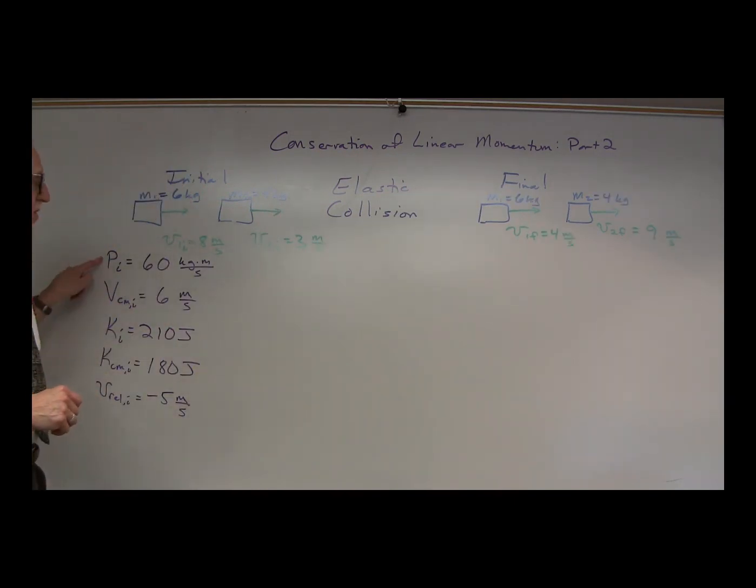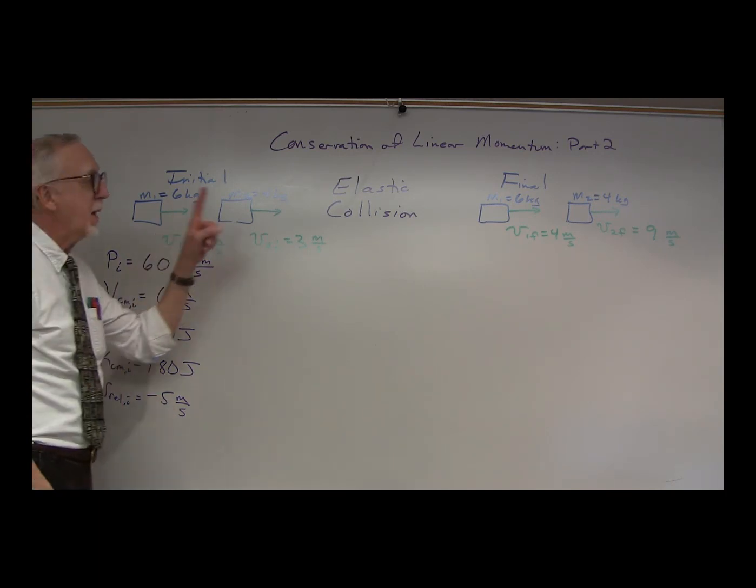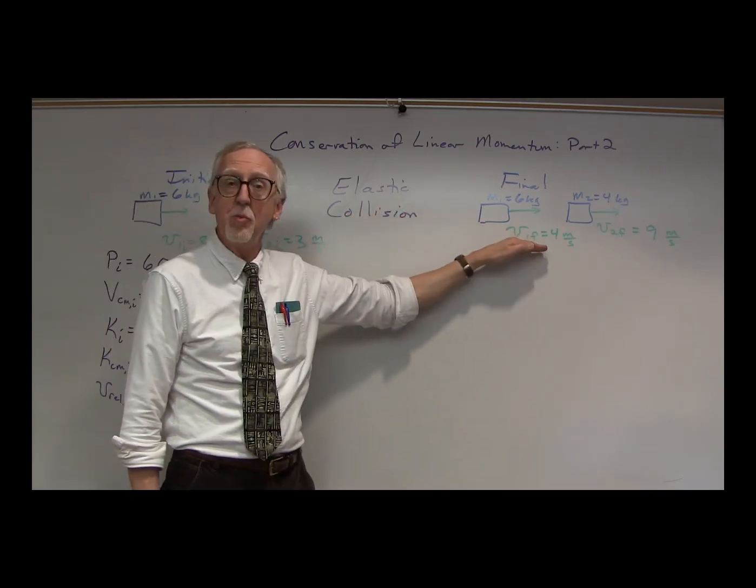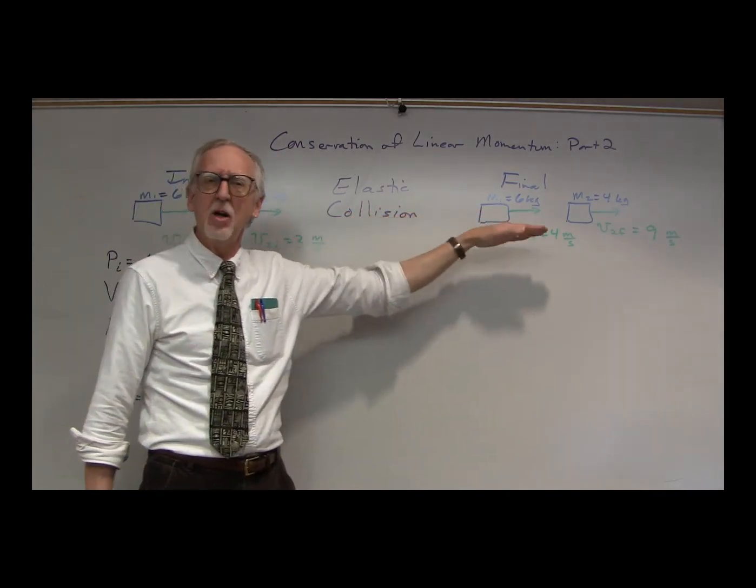What we found was the total initial momentum, and this is all initially before the collision, was 60 kilogram meters per second. The velocity of the center of mass initially was 6 meters per second. The total kinetic energy was 210 joules. The kinetic energy of the motion of the center of mass was 180 joules. And the relative velocity initially was minus 5 meters per second. So what happens after the collision? For an elastic collision, we would end up with a situation like this, assuming it's all in one dimension.